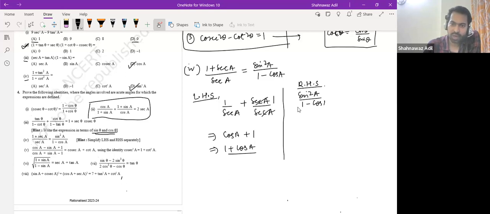So in the left hand side we have what? Cos, right? So the idea is that in the right hand side we have to write all the terms in which form? In the left hand side we have only the function of cos. So in the right hand side, we want only the function of cos, right? So how can I write sine square A as a function of cos?